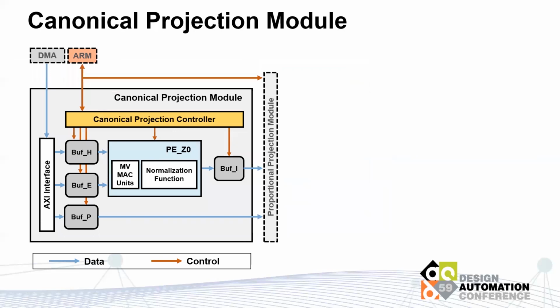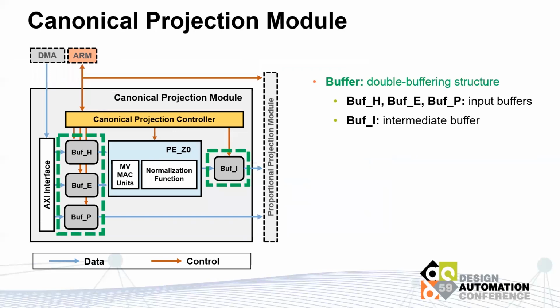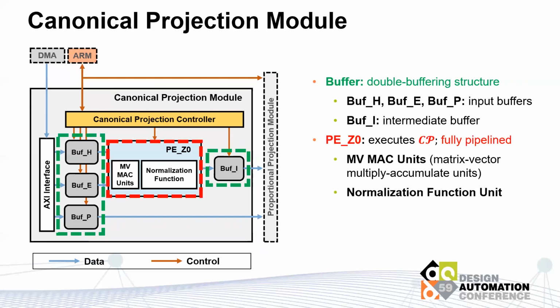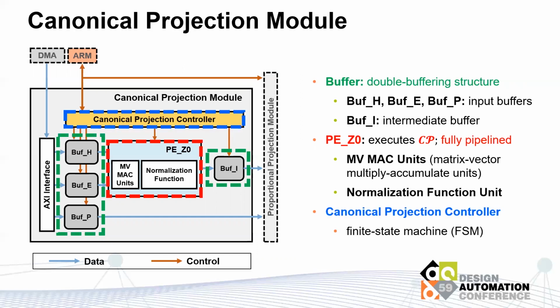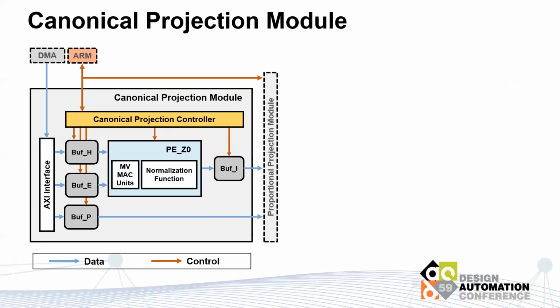The canonical projection module has input buffers and an intermediate buffer realized by the manner of double buffering, which guarantees continuous loading and streaming output. The computation inside the module is done by the process element, PEZ0. It is composed of matrix vector MAC units and a normalization function unit. The whole module is controlled by a finite state machine controller.